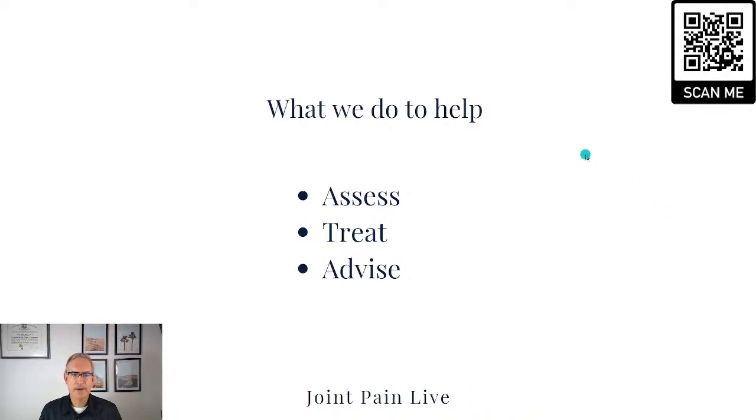So what do we do to help? As a chiropractor, what we do is we assess the person. So we want to do a history, understand the background of the condition, and then we want to do a physical examination. And when we do that, we want to determine which joints are affected. Sometimes there's just one joint, sometimes there's many joints that are affected, and we want to be able to do our best for the patient with those joints that are arthritic.